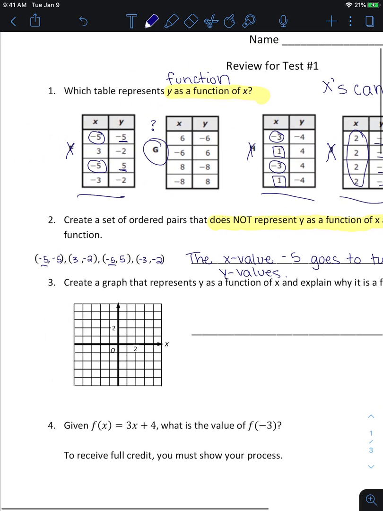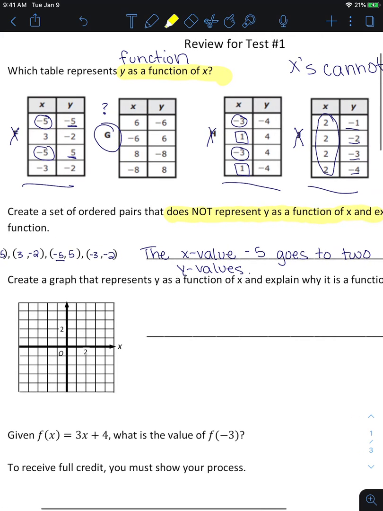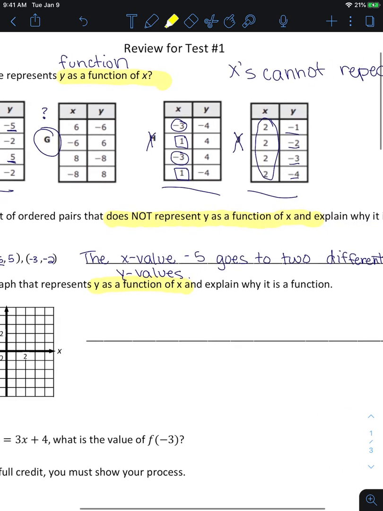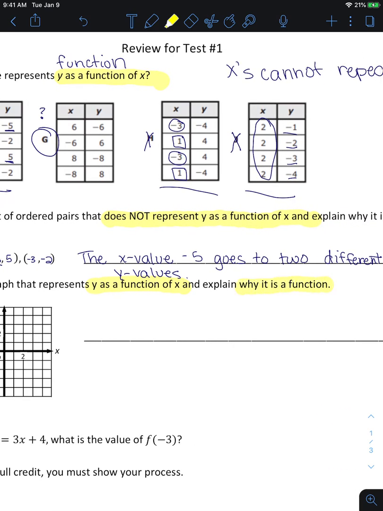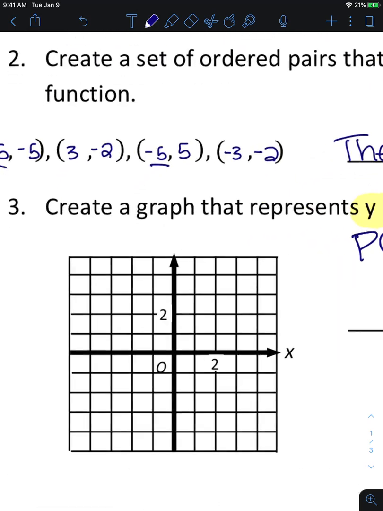Okay, number 3, it says create a graph that represents y as a function of x and explain why it is a function. So now we want to draw a picture of something that could be a function. Remember, to be a function, it has to pass the vertical line test. Okay, it needs to be able to pass the vertical line test. So I'm going to give you 2 different examples. So first we'll start off with this.